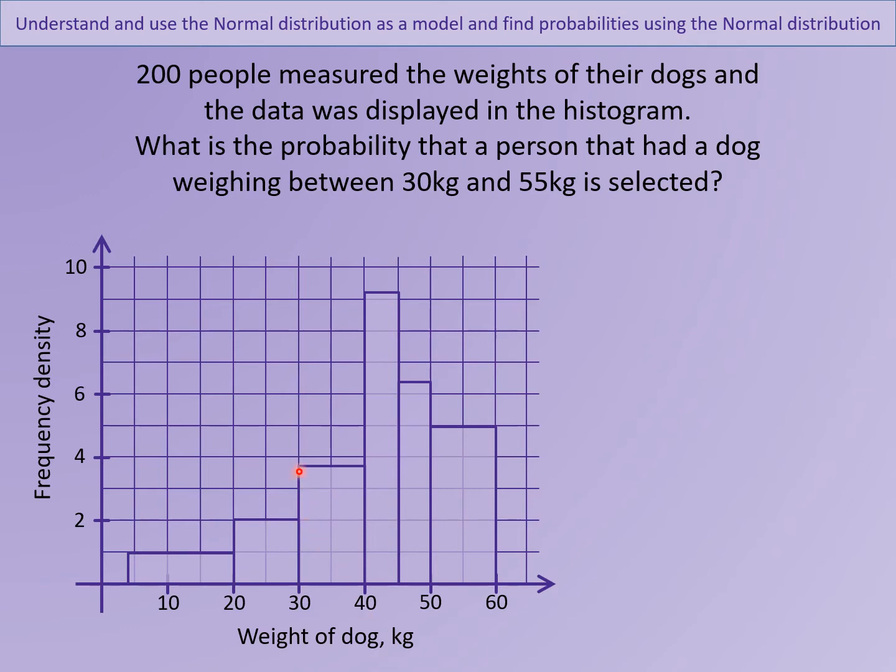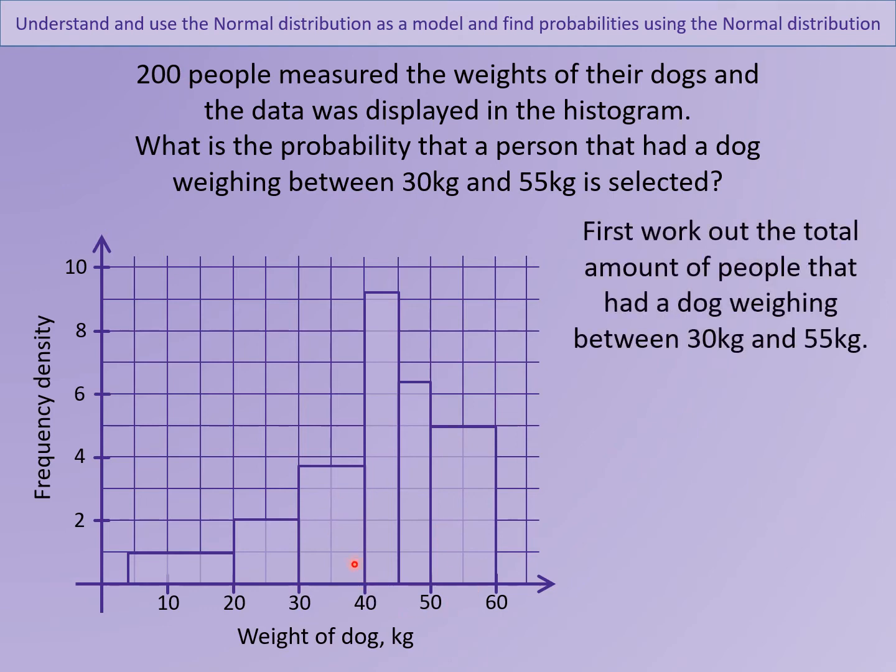Okay, so the way you're going to work out between 30 and 55 is working out the total frequency. Because if you can work out the total frequency of dogs that are between 30 and 55, then you can work it out as a percentage quite easily out of the 200. So the way you work out the probability or the amount is by working out the area underneath. So there's 36 people there, 40 there. If you've forgotten how these are worked out, it's the distance across times the frequency density.